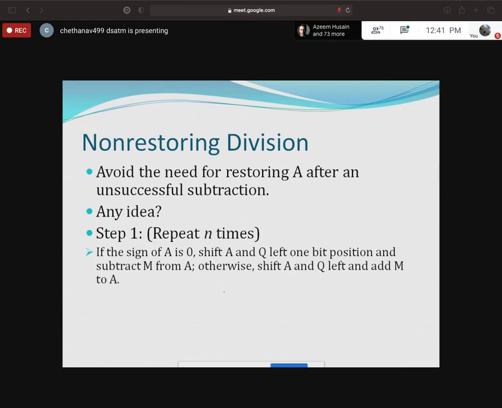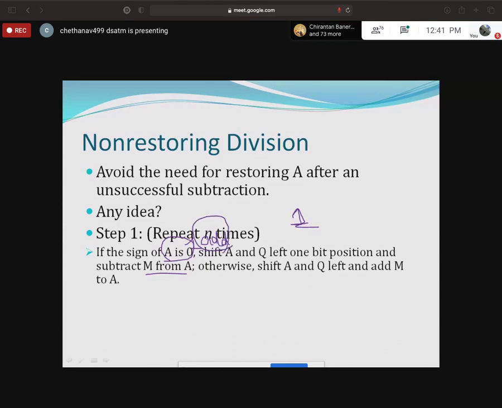Here is the value: if the sign bit of A is 0, shift by 1 bit position and subtract M from A, same thing. But one small change is here. Based on the A value, if A is 0, in your previous example you were restoring Q naught as 1. Here it's quite different: you have to restore by 1, and also subtract M from A. If the A sign bit is 1, you have to add, not subtract.